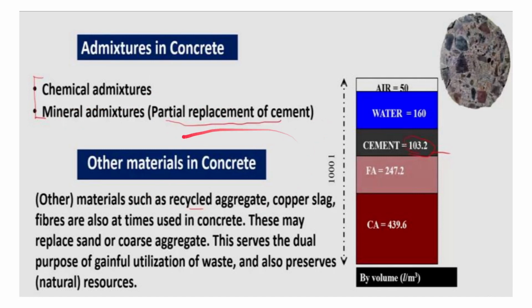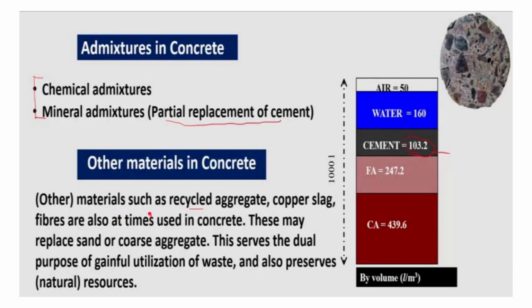Okay, there are other materials also which can be used in concrete. They are, for example, recycled aggregate, slag, copper slag, fibers, etc. The difference between admixtures and those is this: admixtures influence the binding, the hydration of the reactive components, that is, the water and cement.